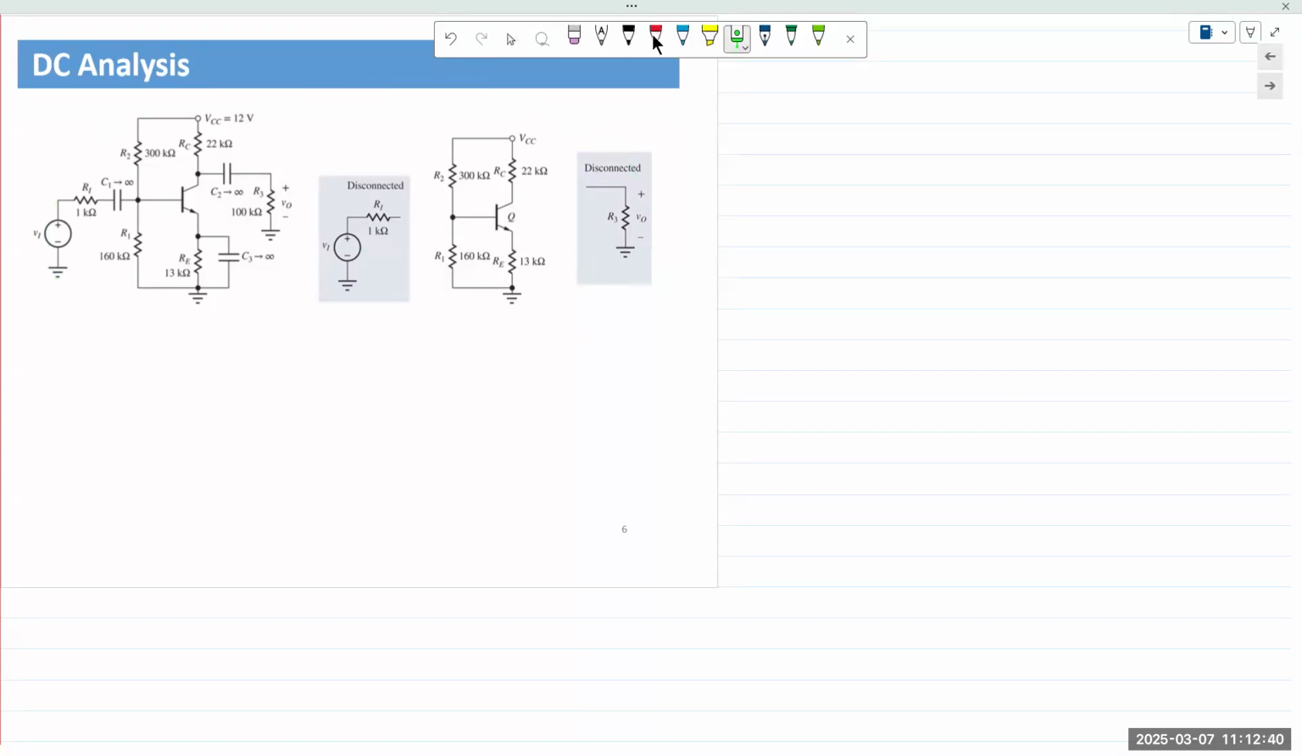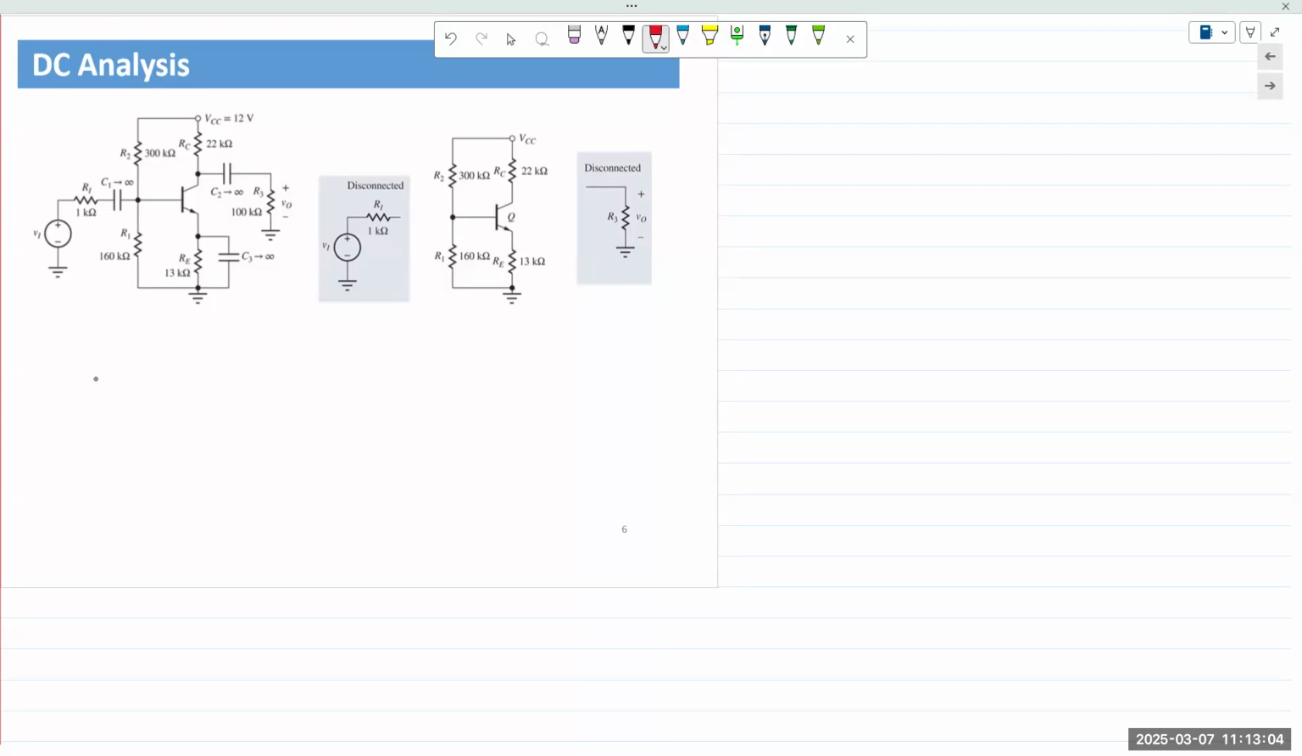where I spoke about notations and subscripts. Remember, uppercase notations indicate DC, lowercase notations indicate AC. If you have a lowercase notation with an uppercase subscript, that means it's AC and DC.